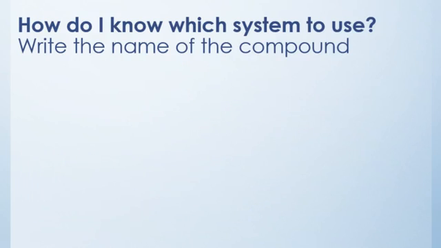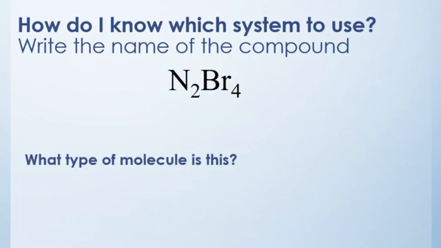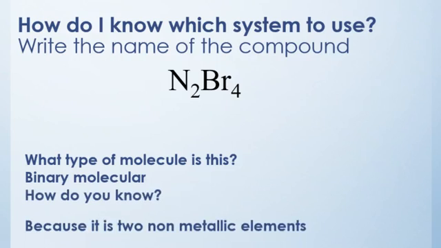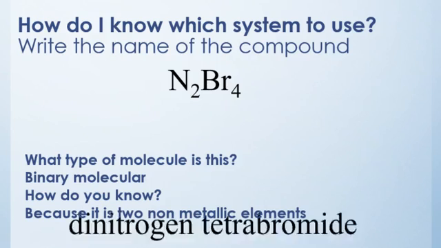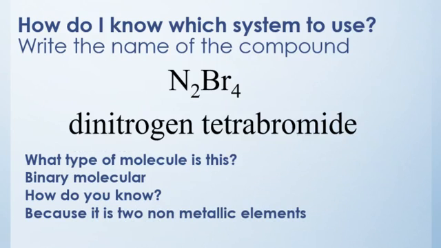How do I know which naming system to use? N2Br4. What type of molecule is this? Where are these elements on the periodic table? They're both nonmetals. So this is a binary molecular formula. So how do I know? They're both off the right-hand side of the periodic table. So when I solve this compound's name, I use the prefix system. The name of it is dinitrogen tetrabromide.